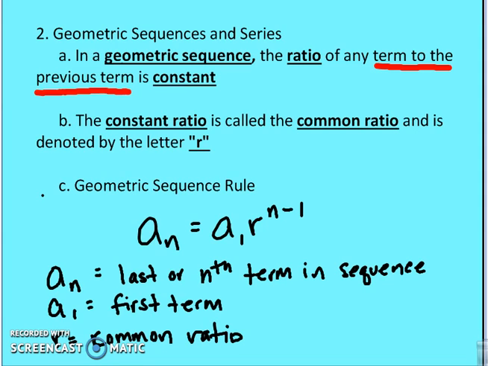And the geometric sequence rule is a sub n, the nth term, is equal to the first term times the common ratio to the power of n minus 1. So again, a sub n is the last or the nth term in the sequence. A sub 1 is the first term. r is the common ratio.